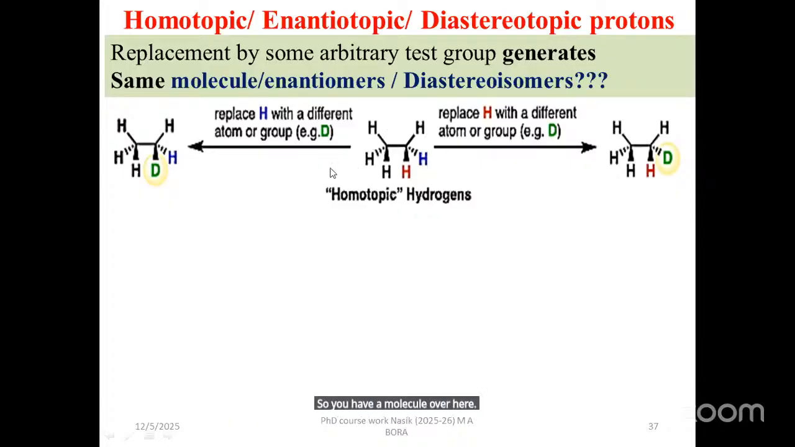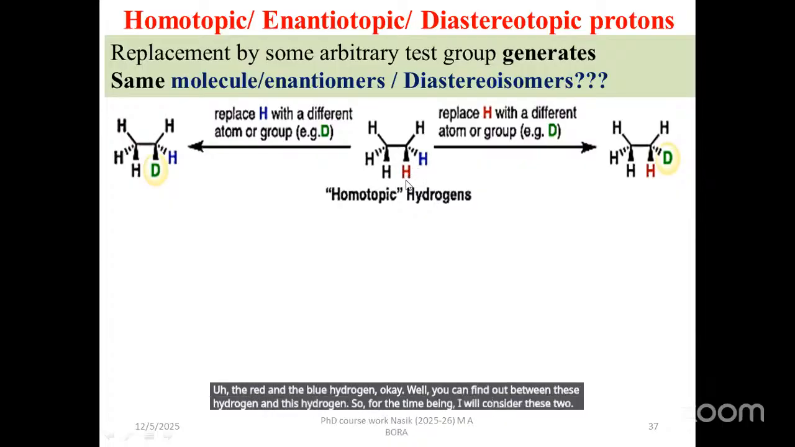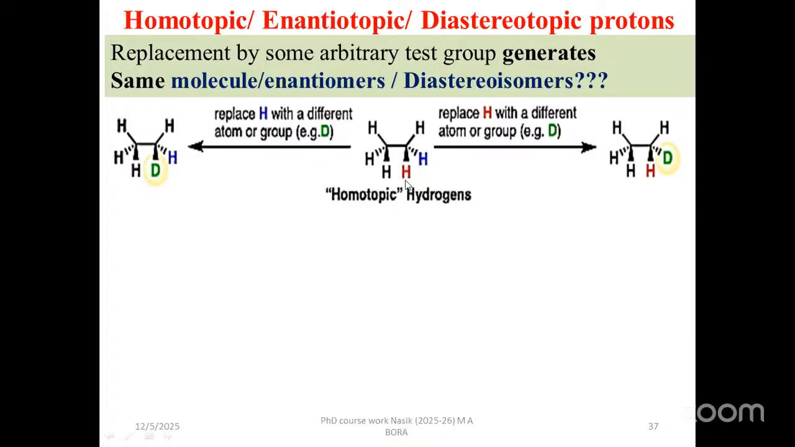Let's take the ethane molecule. Let's say I want to find out the relation between the red and the blue hydrogen, or you can find it between this hydrogen and this hydrogen. For the time being, I will consider these two. What you have to do is replace one of the protons whose relation you want to find out by some other group, some X, Y, Z. Let's say here we are saying D. I have replaced your blue hydrogen by D and I am getting this molecule.